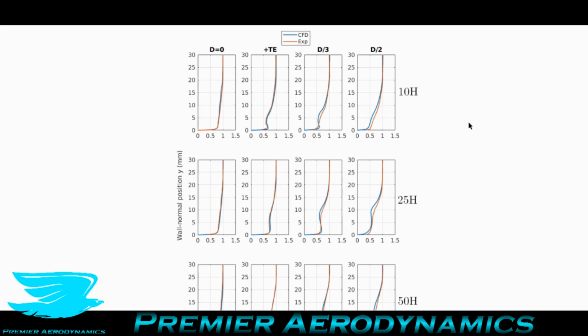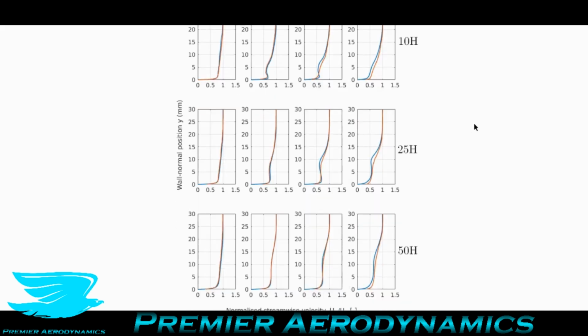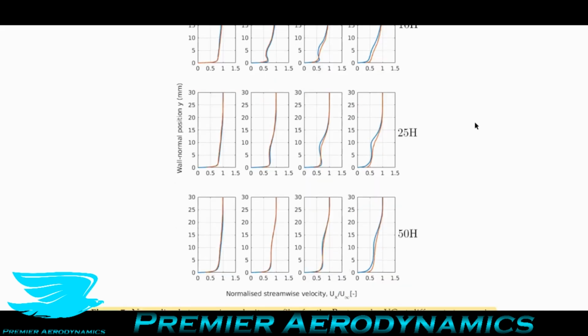What they found was that when you go downstream by 10 heights of the vortex generator, directly behind the vortex generator, the boundary layer is very affected. But as you go further away, so half a distance between the two vortex generators, so midway, the boundary layer isn't really affected too much at this point. But as you go further downstream, the boundary layer becomes more and more affected at this point.